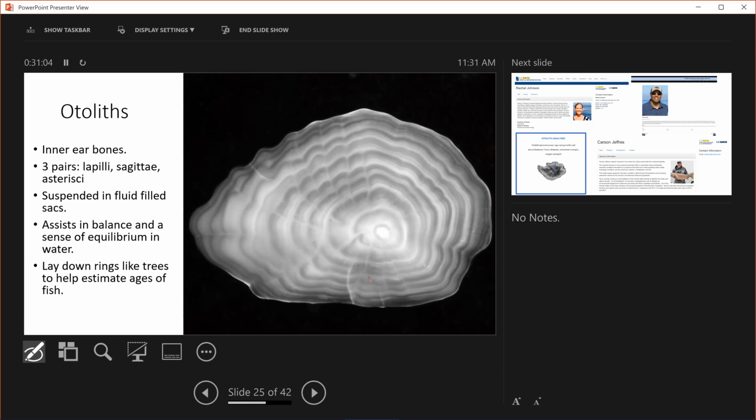And there's 3 different pairs. You don't need to know the names of these pairs. I don't think it's particularly useful for you, but just know that they're there. They float in a fluid and they can determine movements and their sense of equilibrium.